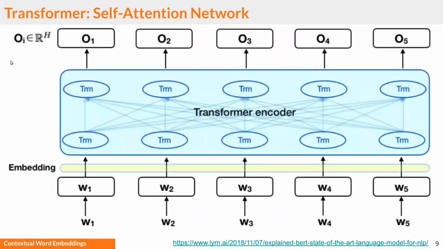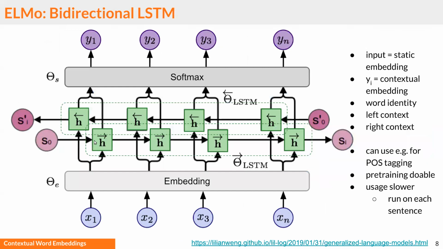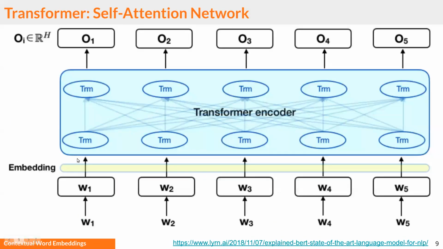Now, what people typically use today, well, people move to other models, but most language models these days are based on the transformer self-attention network. So in Elmo, it just went left to right and right to left, and then you would join it. And in the transformers, it just goes all the directions at once.